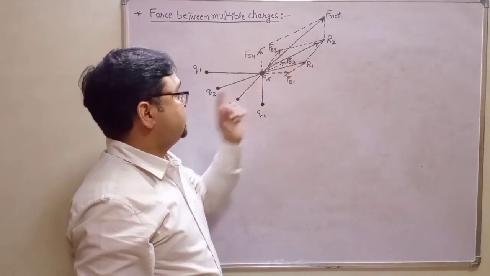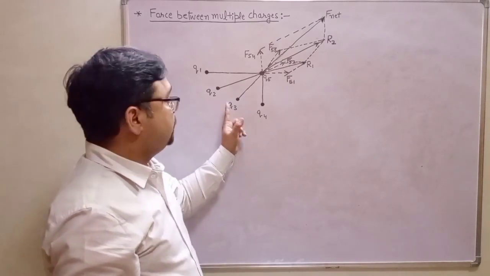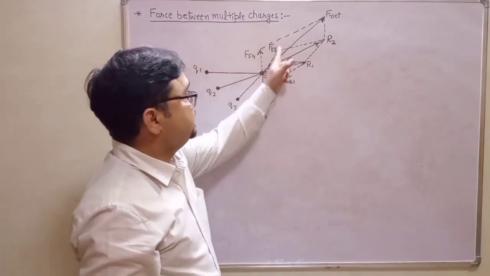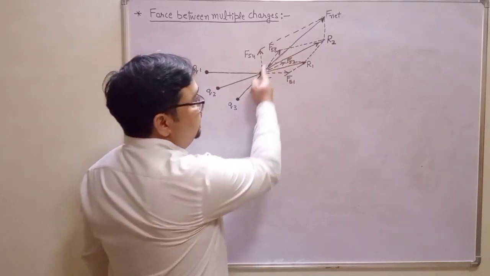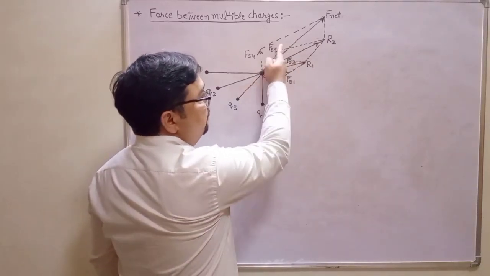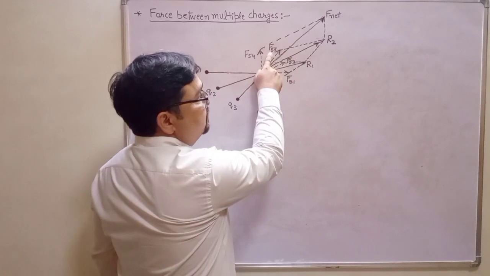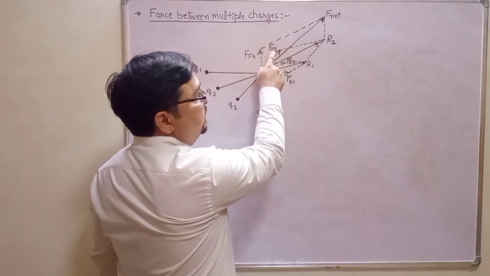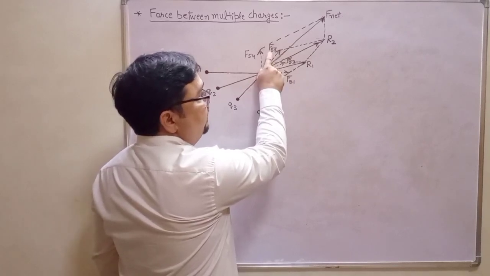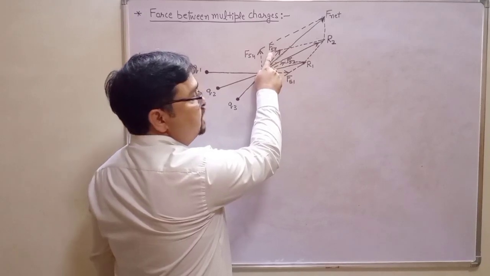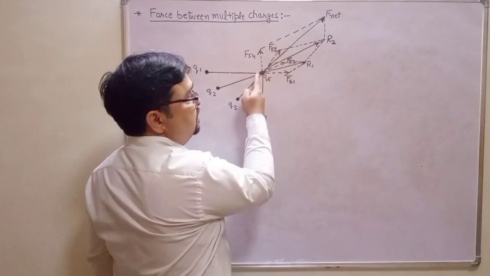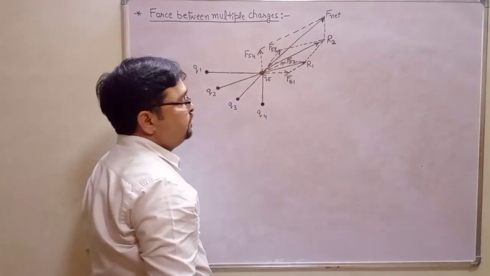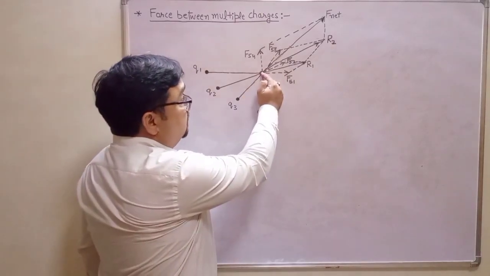Now come to charge 3, Q3. Q3 will repel Q5 in this direction, away from Q5. So the force will be away from Q5. Let us say the force is F53. So F53 is the force on charge number 5 due to charge number 3, away from Q5. Now see charge number 4.